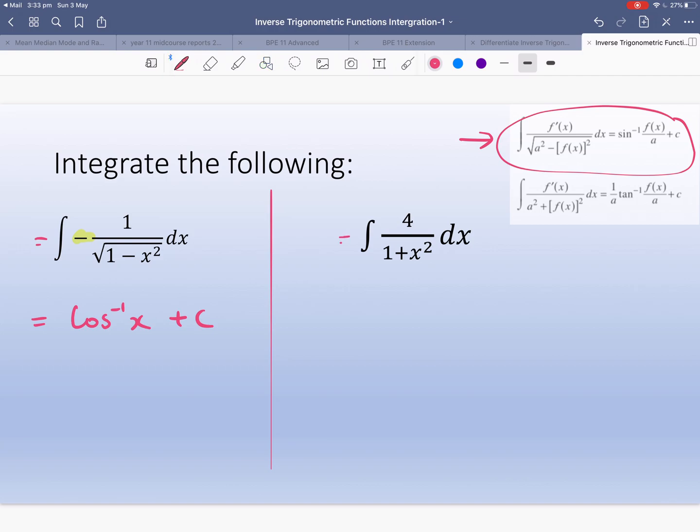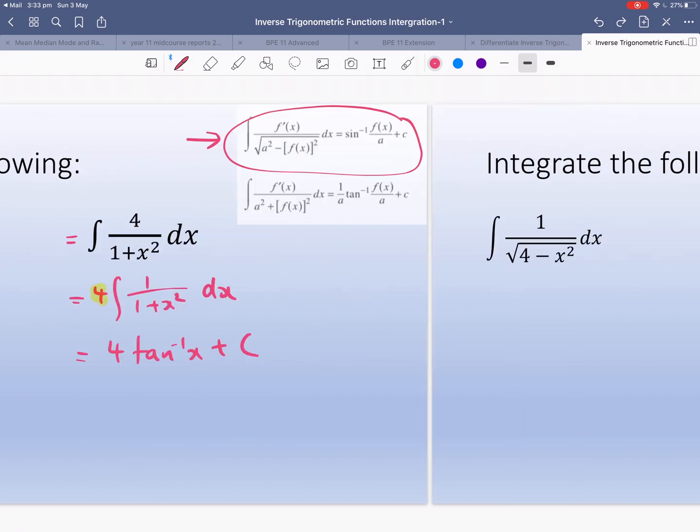This next one is pretty simple, it's just tan. I'm just going to rewrite it like this. All right, remember we can always pull a constant out to the front and get the same thing. So obviously I'm going to get 4 inverse tan x plus c. Now we've got to remember the plus c because the boundaries are not there. So we've got to make known the plus c. All right, let's keep going.